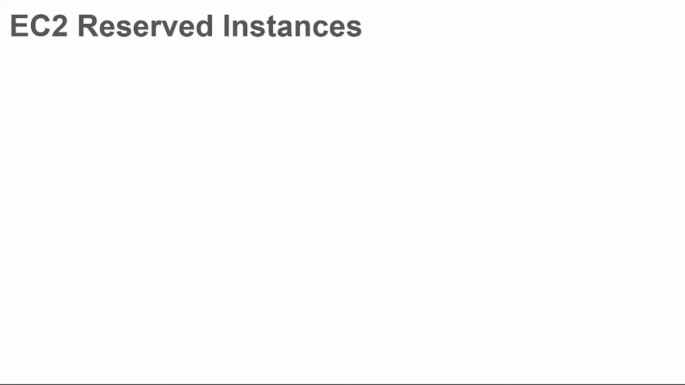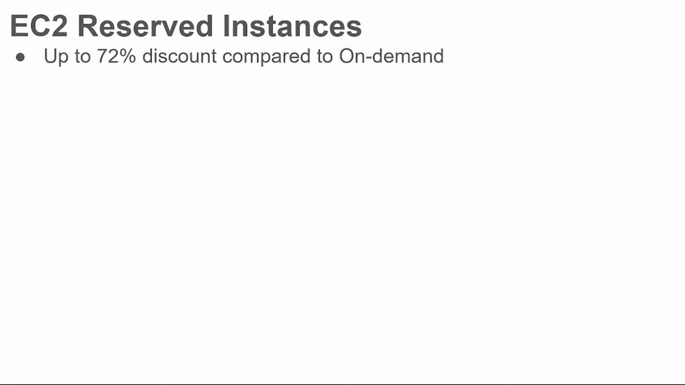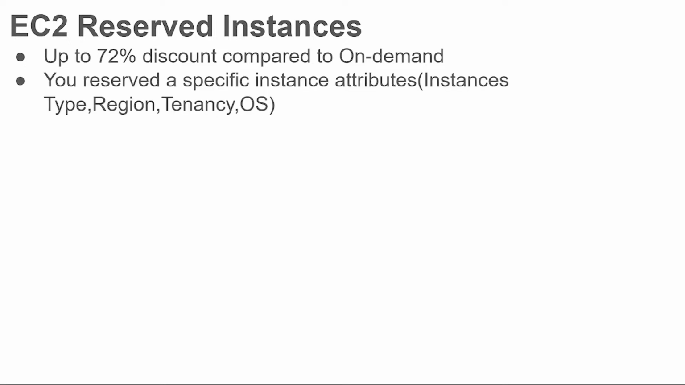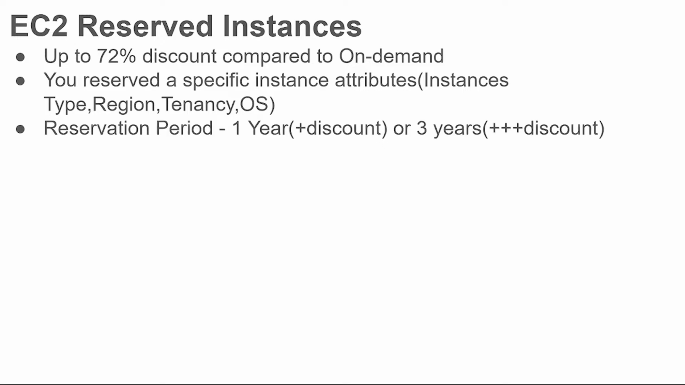Next is reserved instances. EC2 reserved instances give you up to a 72% discount compared to on-demand instances, because you are reserving for a long period of time. You reserve specific instance attributes like instance type, region, tenancy, and operating system. You reserve it for a specific time, like a reservation period of 1 year, and you get some discount. If you reserve it for 3 years, you get more discount.